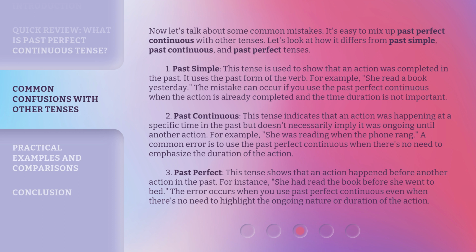3. Past perfect. This tense shows that an action happened before another action in the past. For instance, she had read the book before she went to bed. The error occurs when you use past perfect continuous even when there's no need to highlight the ongoing nature or duration of the action.